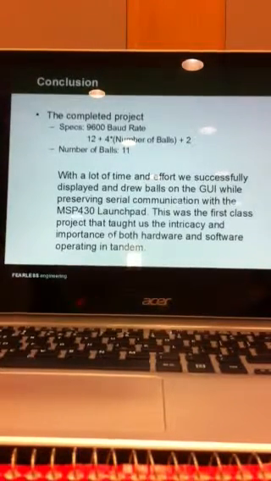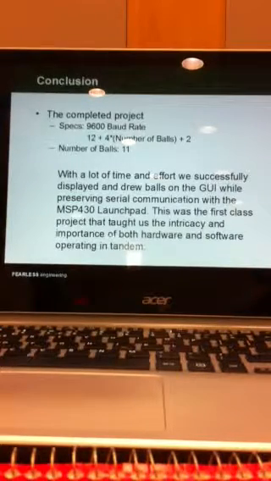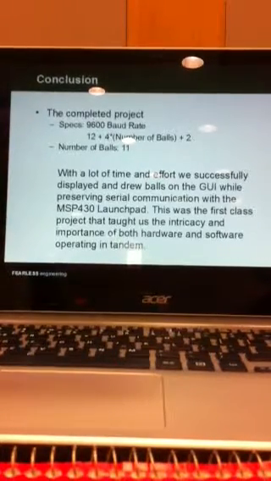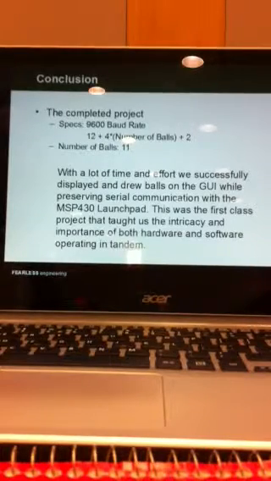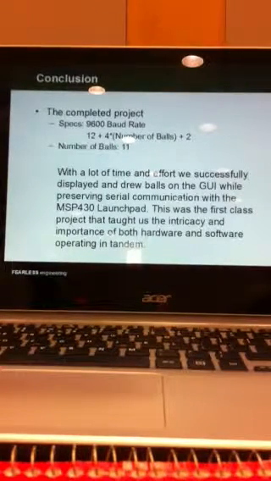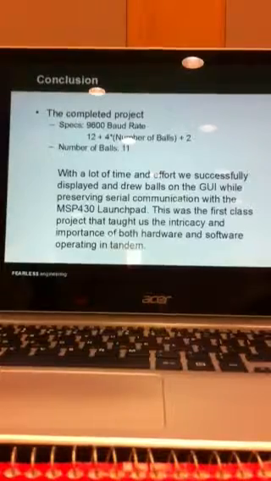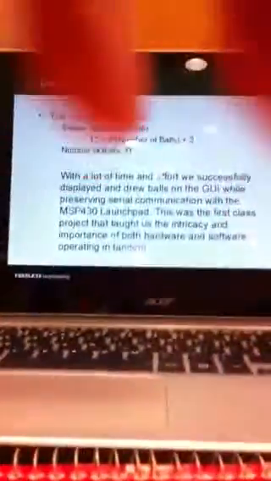The format for drawing the lines and balls was as follows: 12 plus 4 times the number of balls plus 2 bytes. With this format, we were able to successfully draw 11 balls and have them rendered by the GUI and bounce off the floor of the GUI. With a lot of time and effort, we successfully displayed and drew balls on the GUI while preserving serial communication with the MSP430 Launchpad. This was the first class project that taught us the intricacy and importance of both hardware and software operating in tandem.